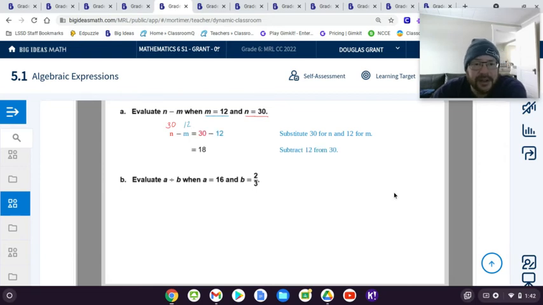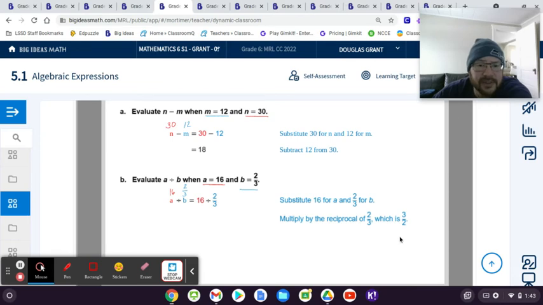Okay, there we go. And what about this one? A divided by B when A equals 16 and B equals 2/3. All right, so this is why we did division of fractions. So you rewrite it, replace 16 for A, and replace B with 2/3. So it's 16 divided by 2/3. So then we do the keep, change, flip. So it's 16 times 3 halves. 16 you can write as 16 over 1. You end up getting 24 when it's all said and done.